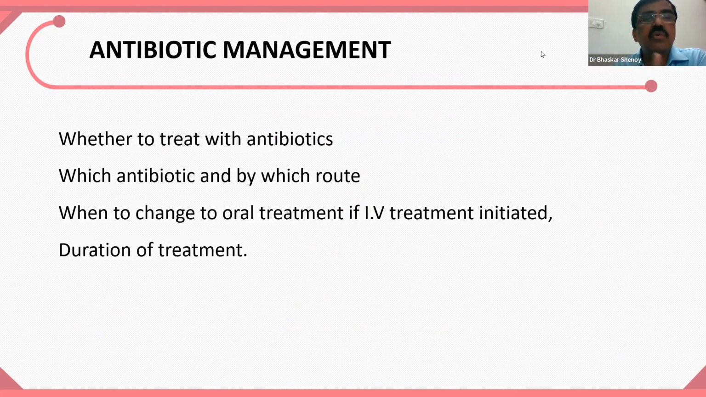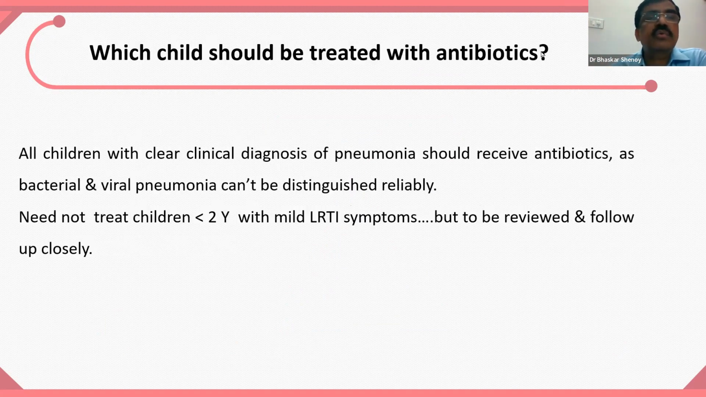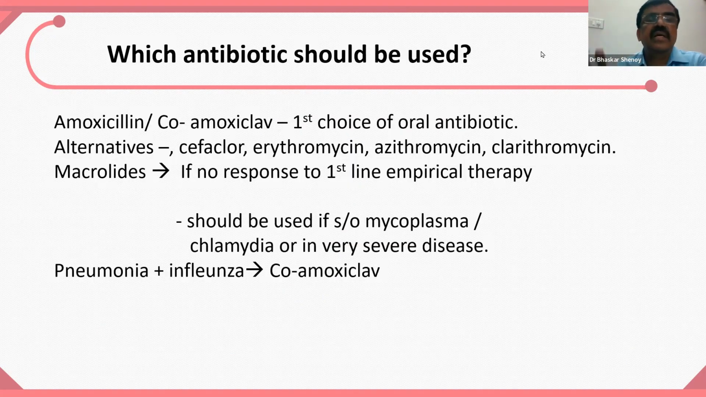The first question is whether to treat with antibiotics or not. We have to treat, because it is very difficult to differentiate between a viral and a bacterial. Then if it is antibiotic, which antibiotic, by which route, can we switch over to oral route, and how long should we treat? As I told, all pneumonias have to be treated because it's very difficult to differentiate between a viral and bacterial.